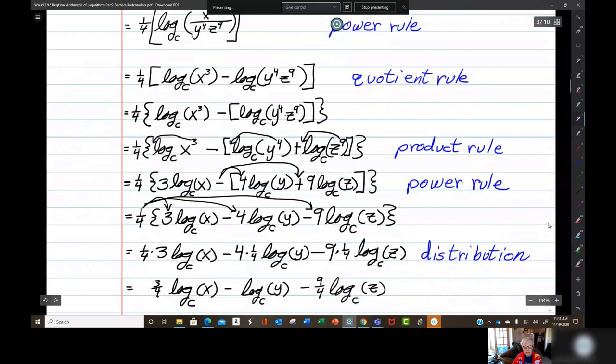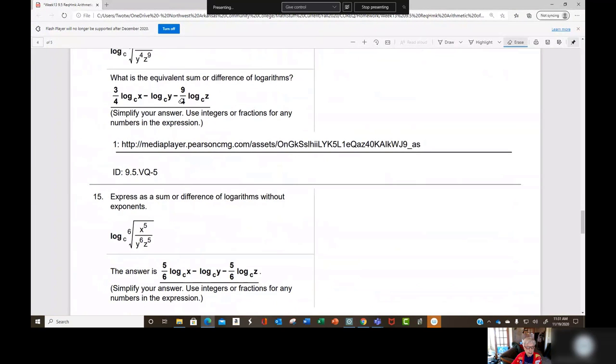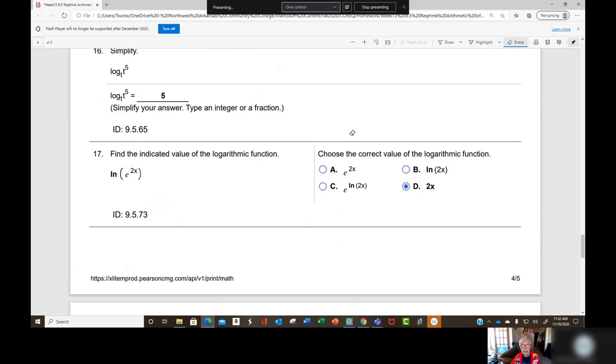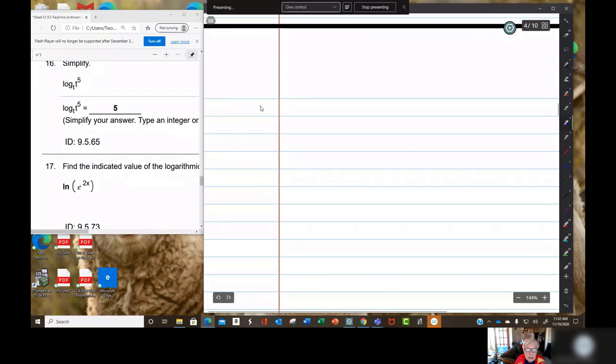Okay, now we are getting near the end. So let me see what else we are facing here. This one is like that one. This is an important trick. 16 and 17, they are important. Let's jump to 16 and 17. You're going to be using this trick a good bit. The very last day we cover new material.